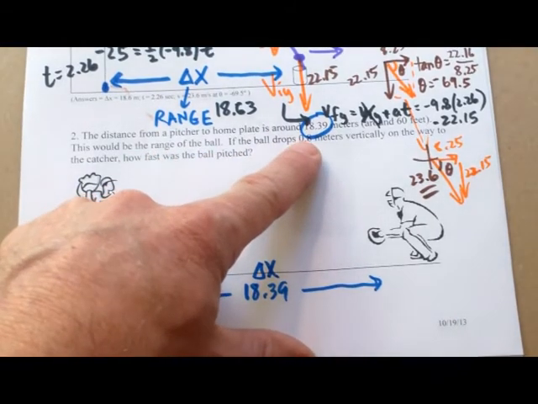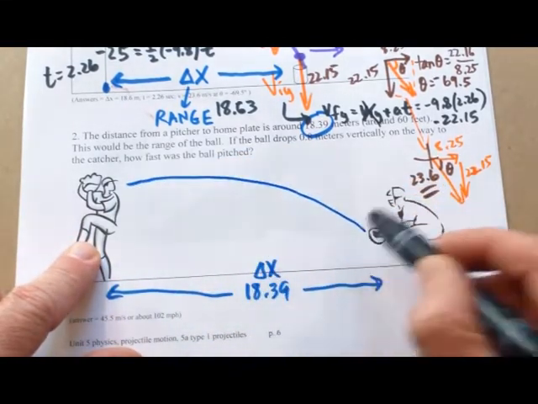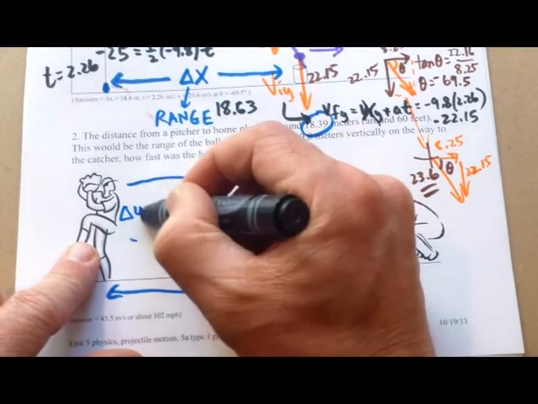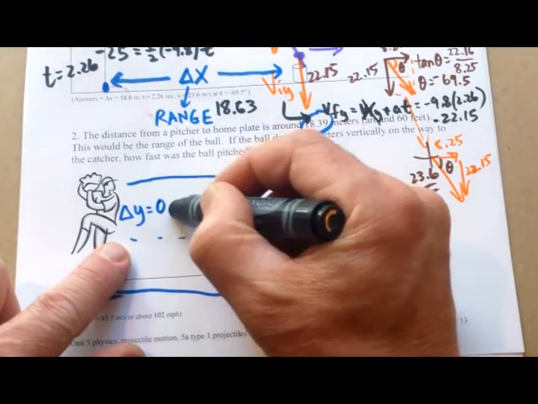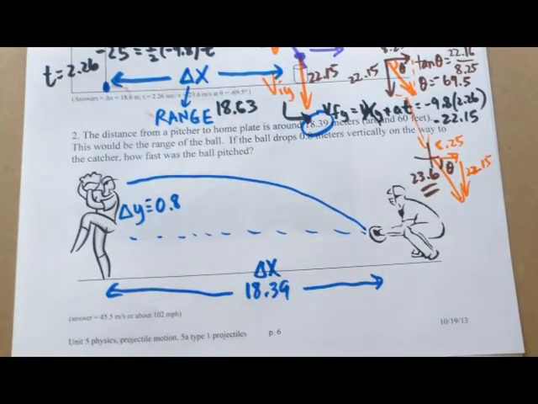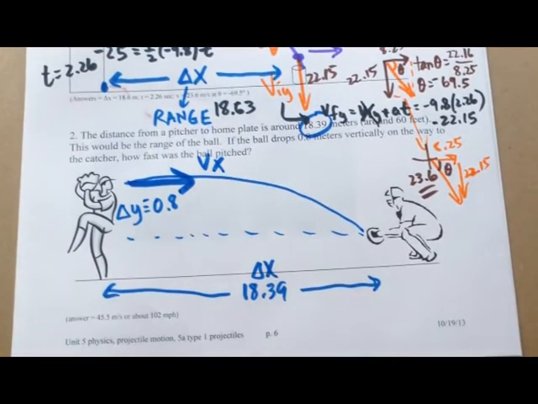If the ball drops 0.8 meters vertically on the way to the catcher. So what we're saying is we get this trajectory and the ball drops then 0.8 meters. That's really negative, that's going to represent then the change of displacement vertically for the ball. So if the ball drops that far, how fast was the ball pitched? So do you see we really want to get Vx here? Because the ball's traveling in a type 1 projectile.